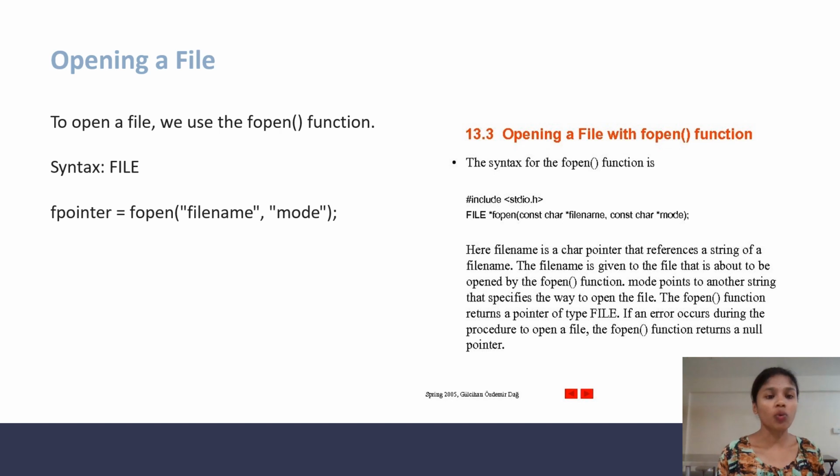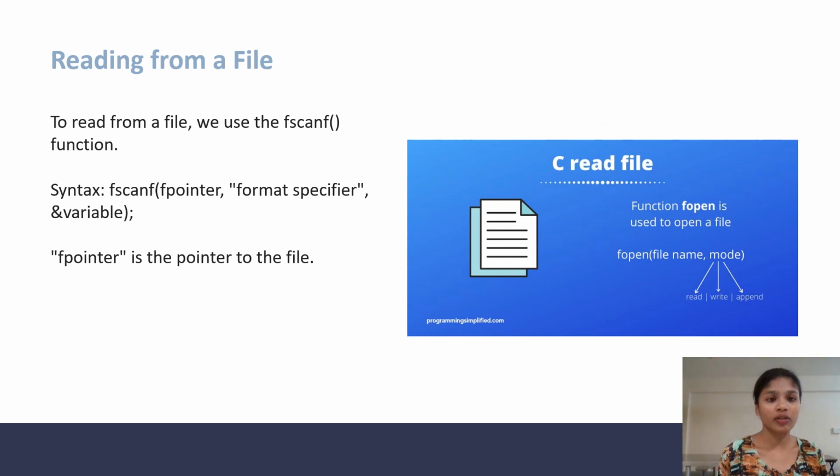Opening a file. To open a file, we use the fopen function. Syntax: FILE, fpointer, fopen, file name and mode. Reading from a file. To read from a file, we use the fscanf function. Syntax: fscanf, fpointer, format specifier and a variable. Fpointer is a pointer to a file. In C, you can perform four major operations on a file, either text or binary: create a new file, open a file, close a file, and read from or write information to a file.